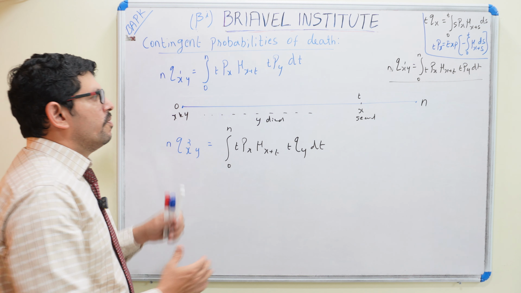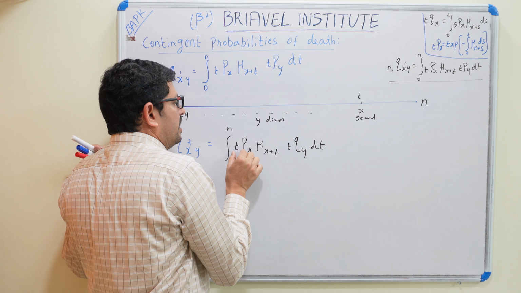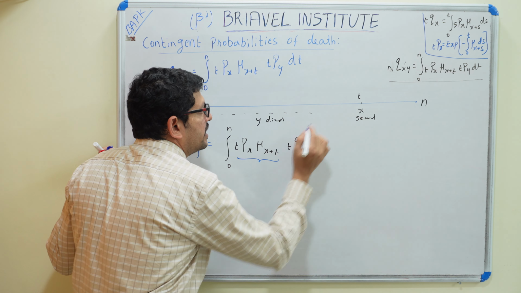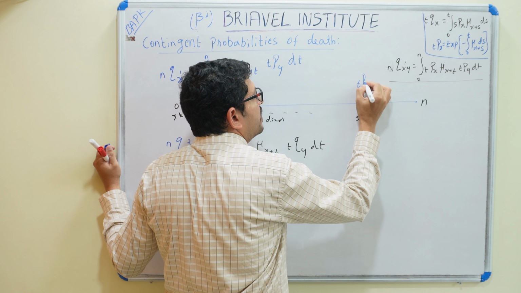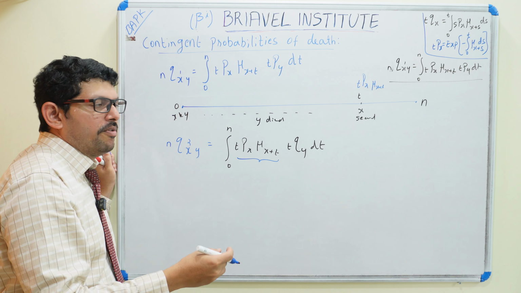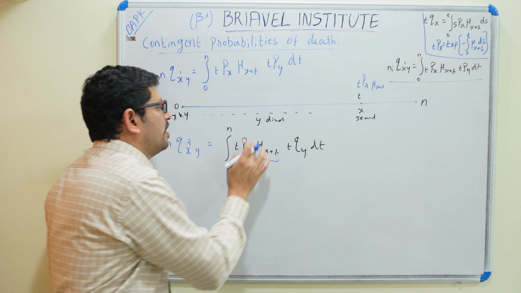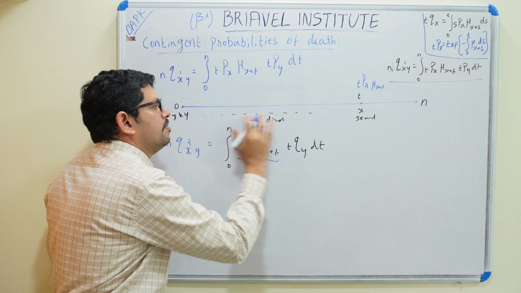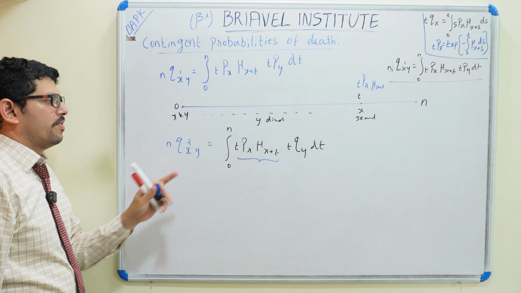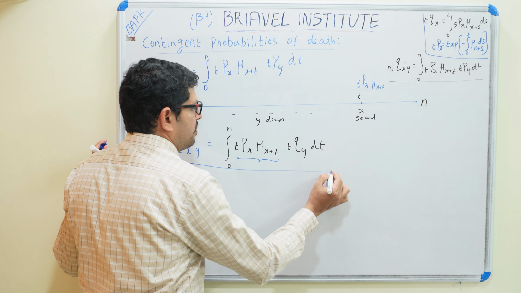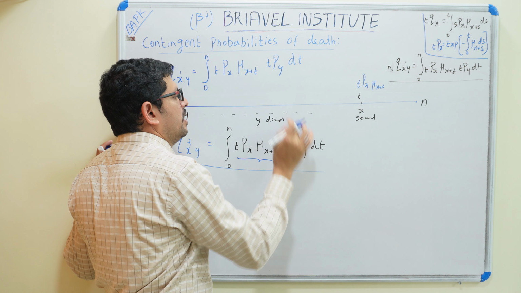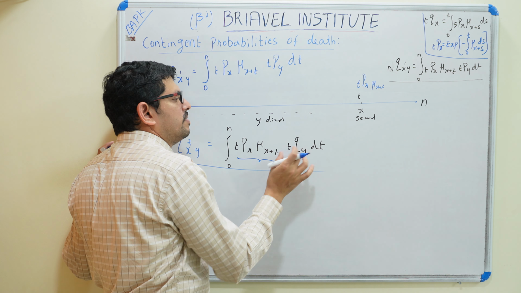Y already died before the time T. Here you see, X is dying at time T. He has lived up to time T and is going to die within a small period of time. But Y has already died before that. So that is the formula for nQx2y. Hope you understood this formula also. Very simple formula. Here Y is alive, that is why it is tpy. Here Y has already died, so this is why it is tqy.